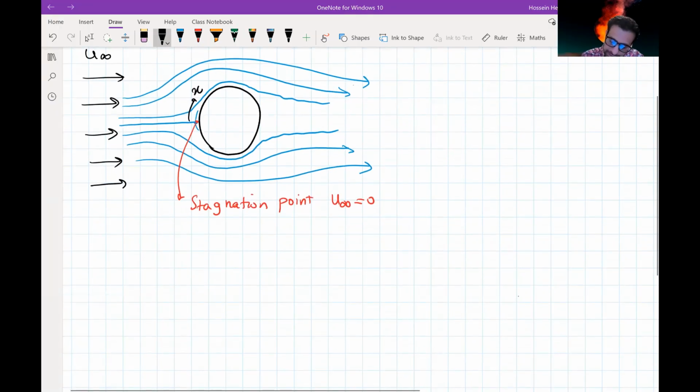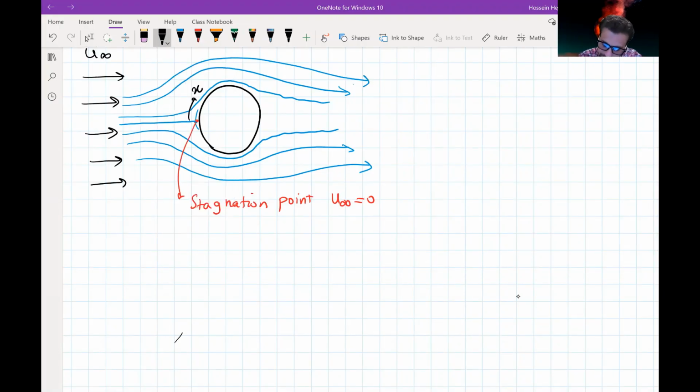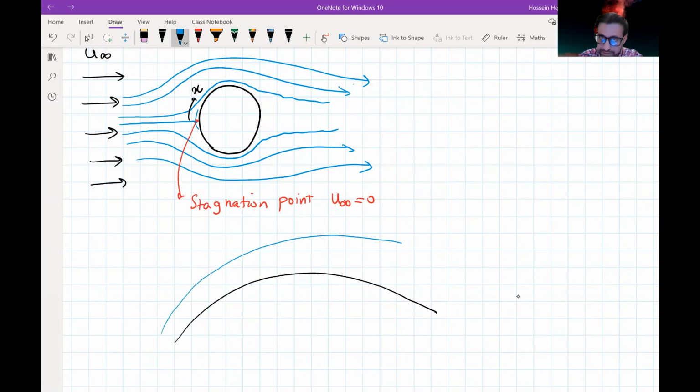So if I exaggerate this cylinder and plot the velocity profile across it, let's say this is the boundary layer that is forming here. At some point it's going to detach from the cylinder. This is the point where the velocity is accelerating. Let's say this is u infinity of x. Remember that u infinity of x is a function of x, so it's going to change across the system.